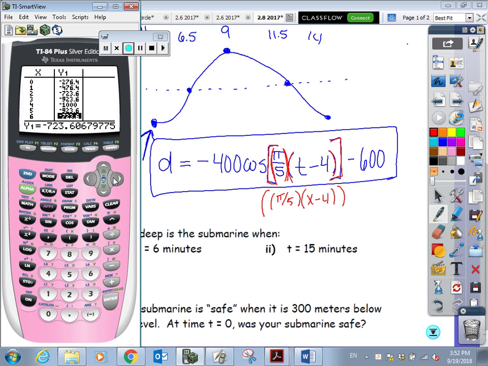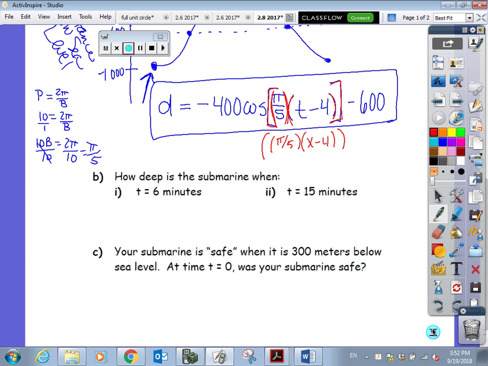Okay, now we're writing in words. So when we write words, we don't use negatives. So it'll be 723.607 meters below sea level. Not negative 723 below sea level. That doesn't make sense. It's like moving left negative 3. You can't do that.